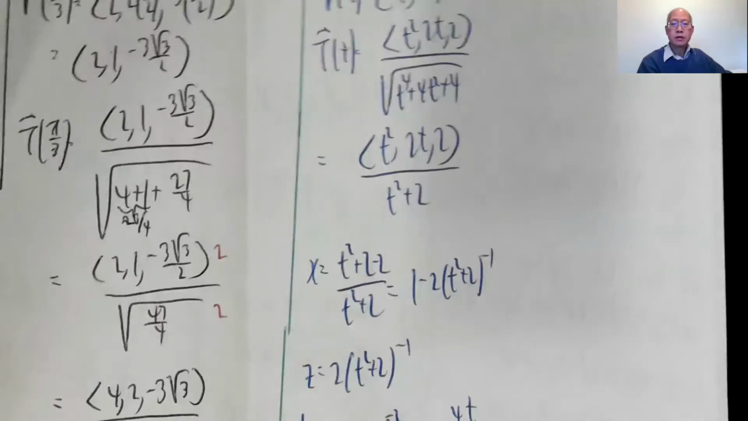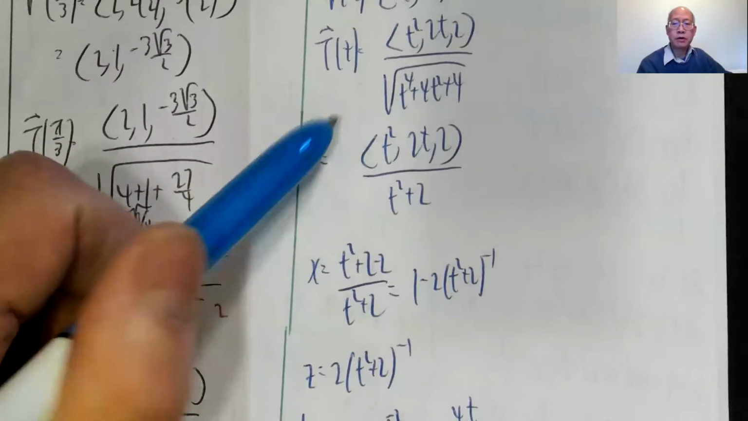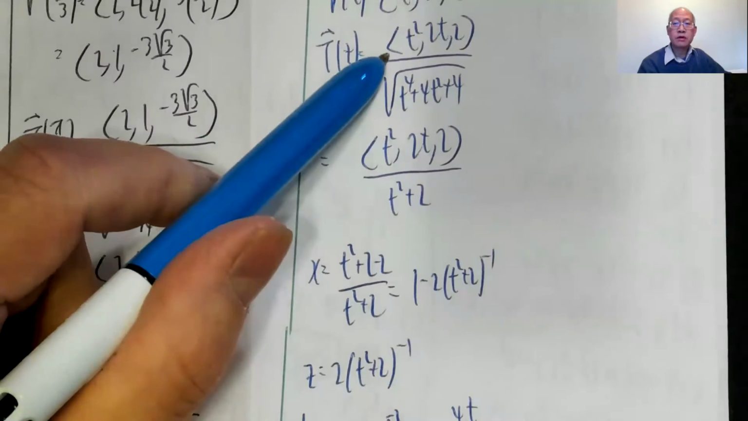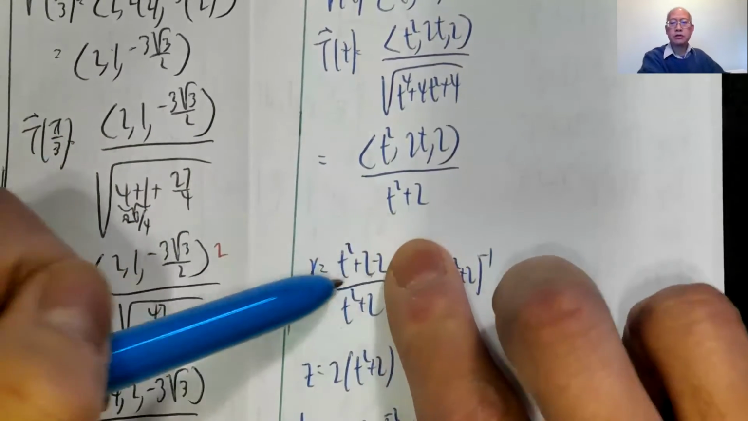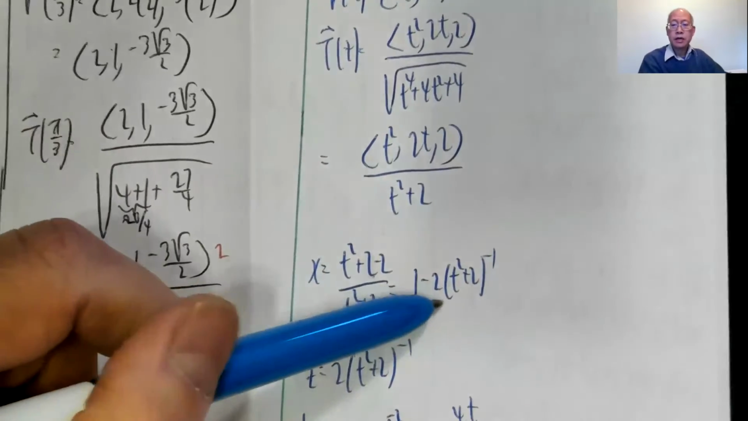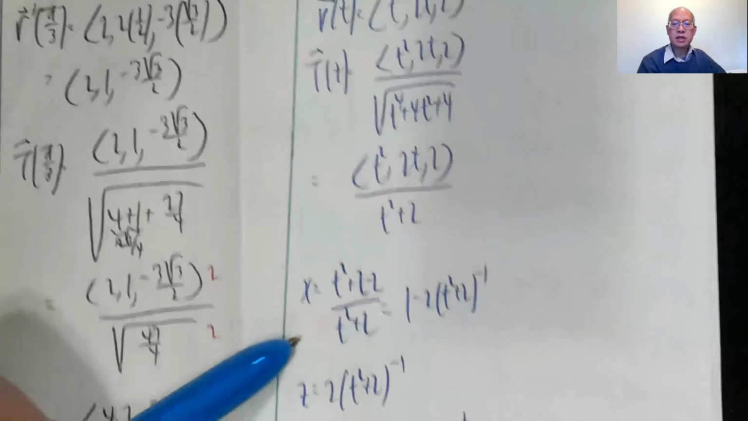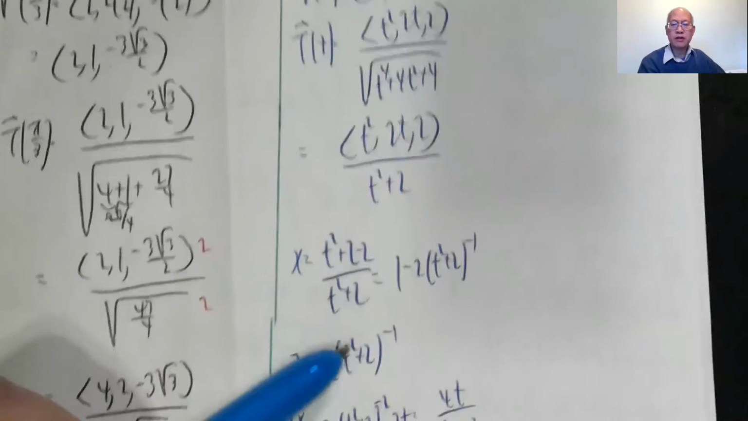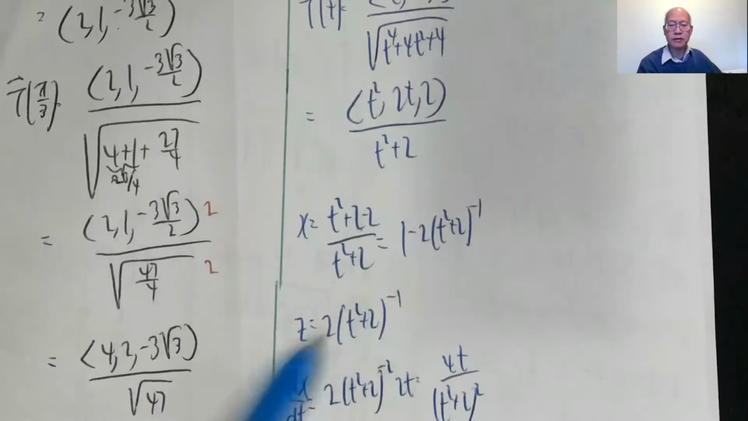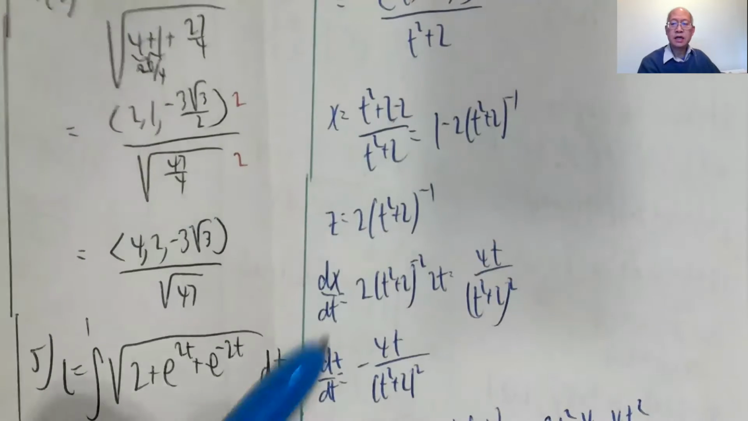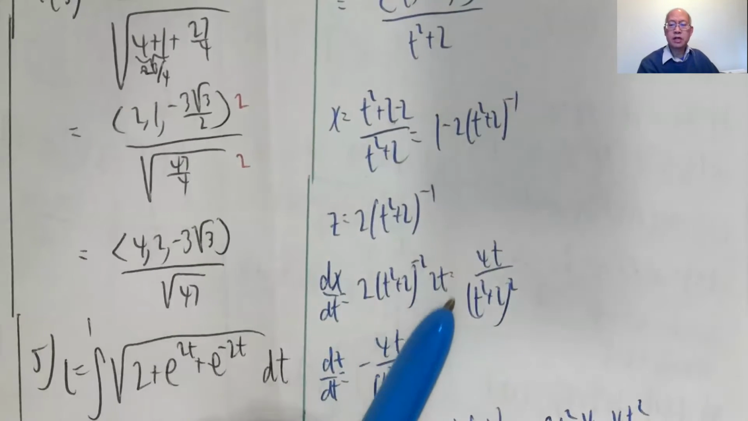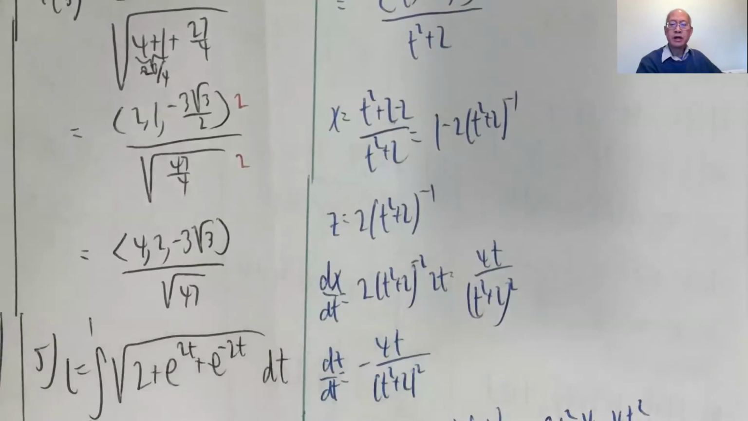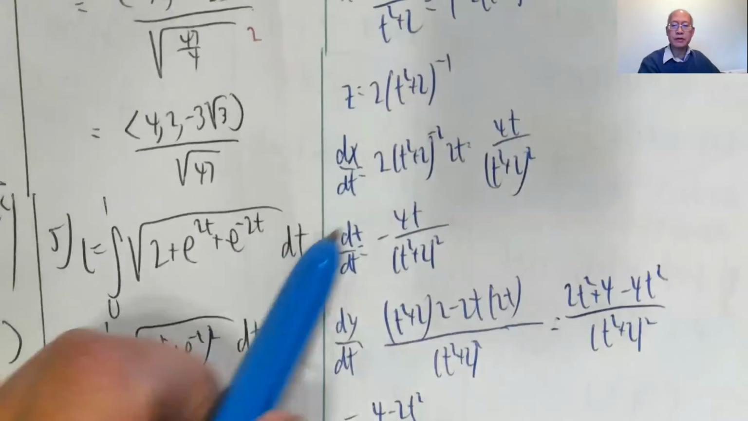For the derivative of each of these components, x is t squared over t squared plus 2. If I add 2 and quickly subtract 2, that becomes 1 minus 2 times t squared plus 2 to the -1. Z you can write as 2 times t squared plus 2 to the -1. Therefore, the derivative of this would just be the opposite of this. So dx dt is positive 2 times t squared plus 2 to the -2 times 2t, or 4t over t squared plus 2 squared. Therefore, dz dt is just the opposite.